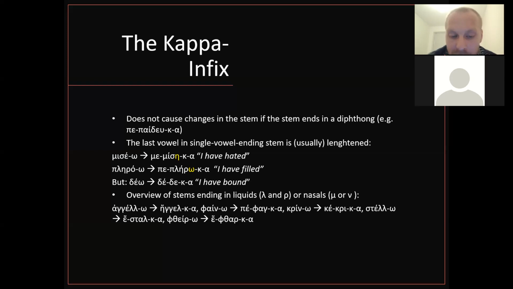However, there is also a number of verbs with roots ending in liquids or nasals, which do undergo changes in the vowel sounds within the roots of the verbs when the tense changes from the present to the perfect. These are typically verbs with roots consisting of a single syllable. Thus, for instance, stello, I send, has the active perfect indicative form estalka, while the perfect form of phtheiro, I destroy, is ephtharka. Okay.